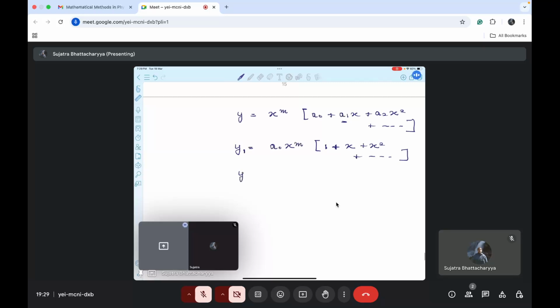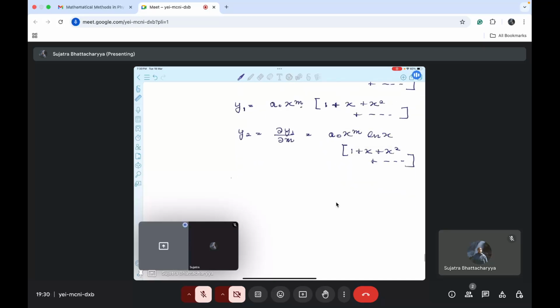What about the second solution? It will be delta y1 by delta m. With respect to m, it is differentiated. So it will be a naught x to the power m log x into the same thing, (1 plus x plus x square and so on). Okay, so the final solution will be y.